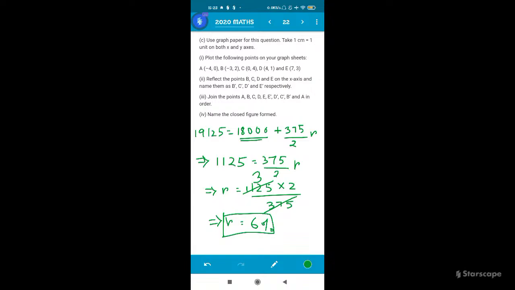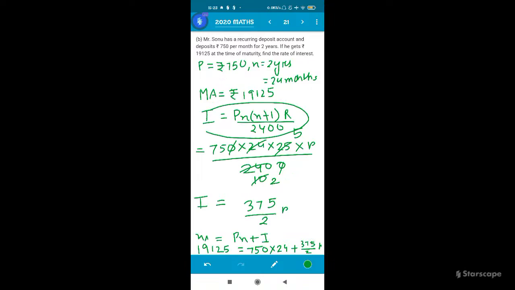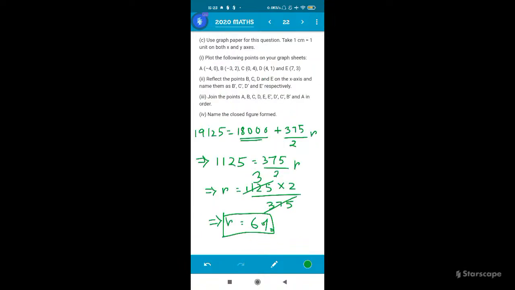So you just have to remember two formulas from this chapter. One is for the interest and one is for the maturity amount. These are the two formulas which you have to remember. Now let's move on to the next question.